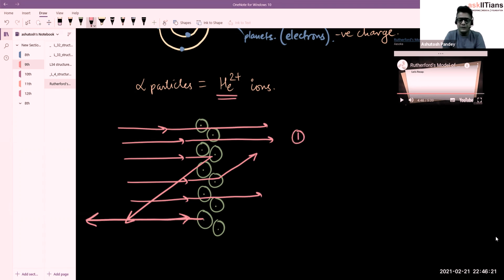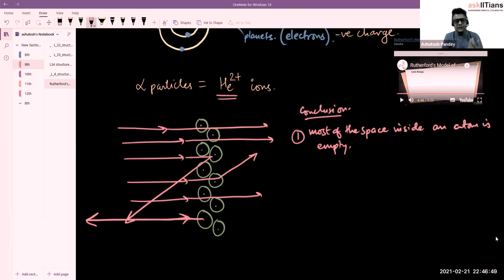First observation is that most of the alpha particles are passing through the gold foil. It means that most of the space inside an atom is empty. So this was based on the first observation. This is the first conclusion we can say.